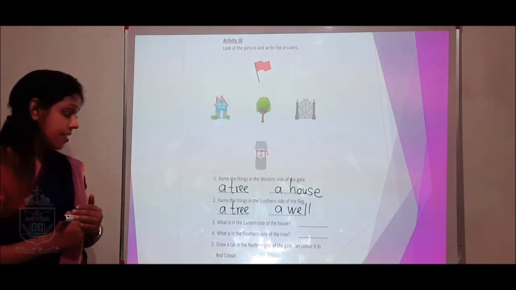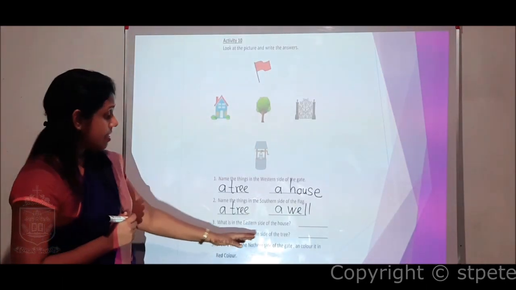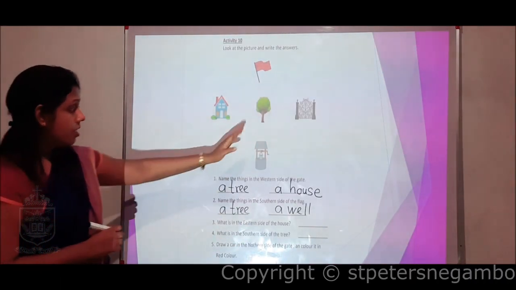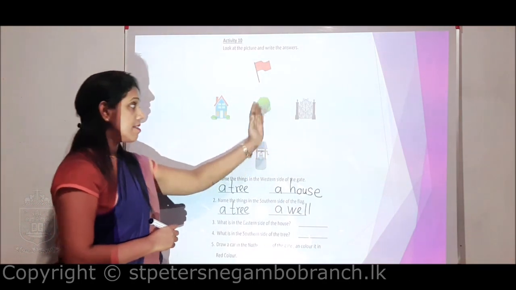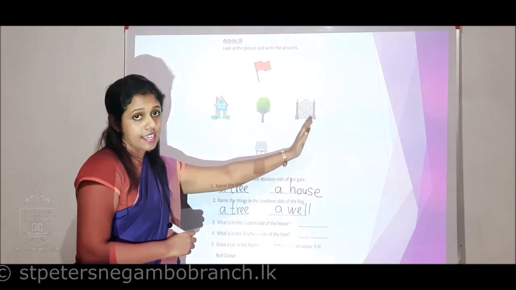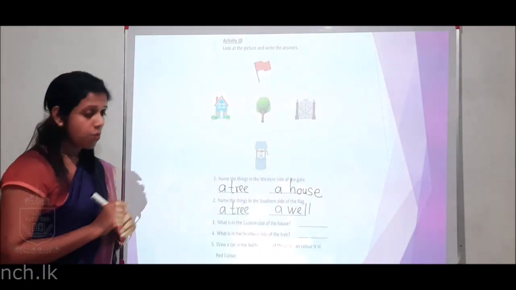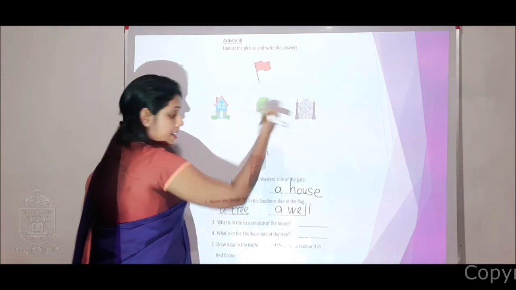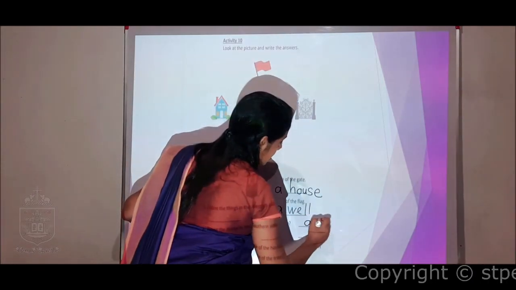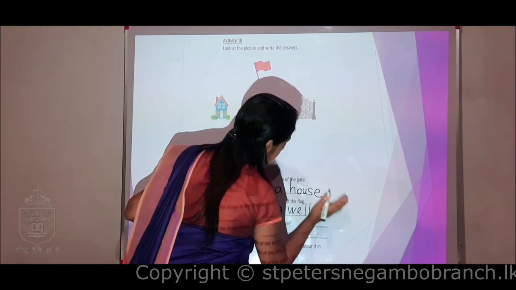What is in the eastern side of the house? This is the house. So in the eastern side we can see a tree and a gate. So only one blank is here. So you can write only one answer there. So we can write either a tree or a gate.